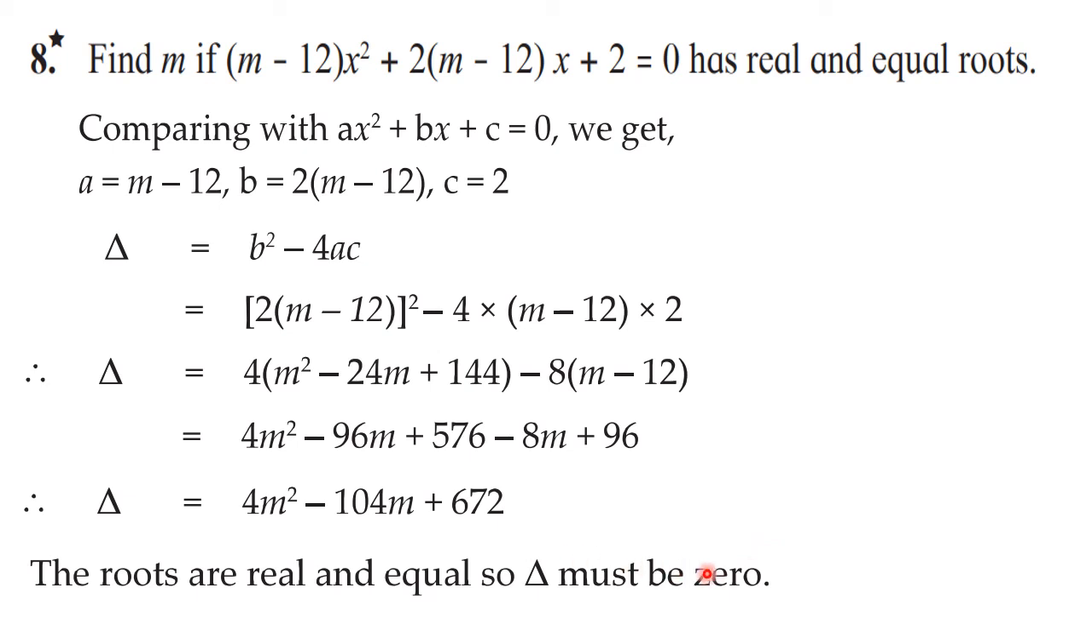Okay, so you need to write why you are taking this as 0. Justify that since it is given that the equation has real and equal roots, delta must be 0, or delta is equal to 0. So the value of this particular term is 0 now. You can write it like this. Therefore 4m square minus 104m plus 672 is equal to 0.